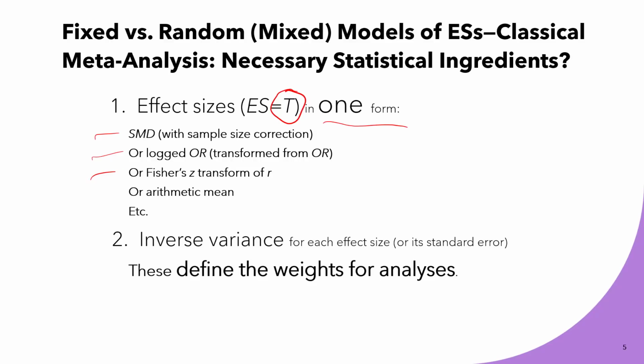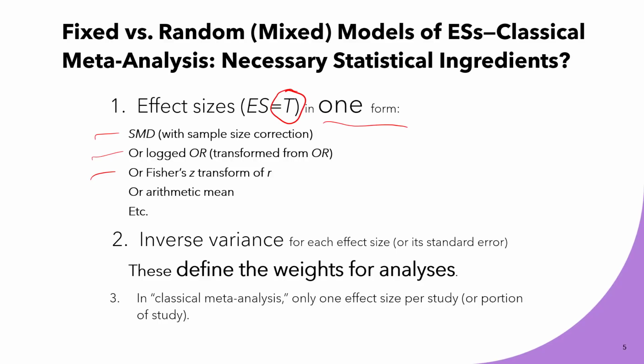And then you need an inverse variance for each effect size, or you need a standard error. Some software uses the SE instead of the inverse variance. And those define the weights for analyses. So in classical meta-analysis, I've already said, you have only one effect size per study or portion of studies. And sometimes you disaggregate studies for moderation purposes, as I've discussed in previous talks.